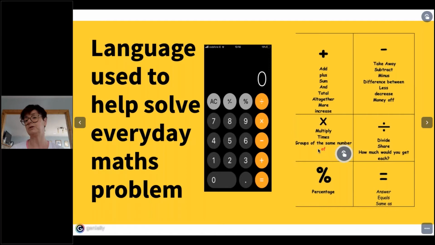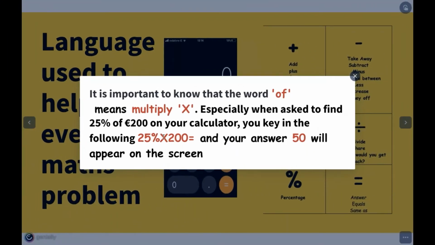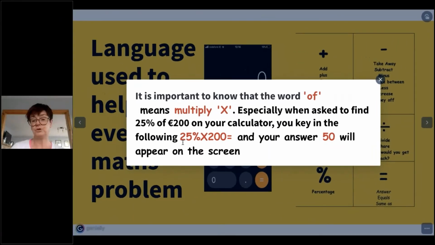This word "of" is very important for us today because we want to use our calculator to find a percentage. It's important to note that the word "of" means multiply, especially when asked to find 25% of 200 on your calculator. You key in the following. You literally key in 2, 5, your percentage sign, multiply, and your 200, and press equals, and your answer will be 50, okay? That is 25% of 200.